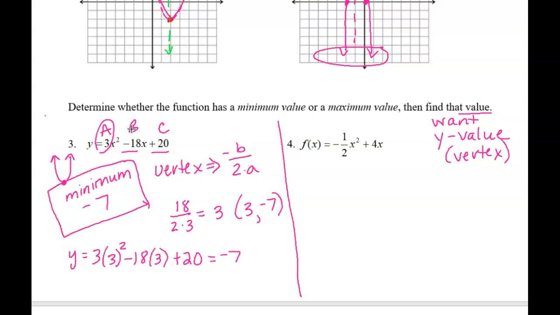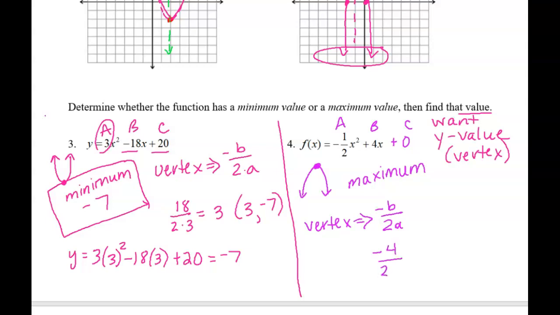All right, let's try number 4. So we've got A, B, and it looks like C is 0. Well, if A is negative, it opens down, and so we have a high point. So we know we have a maximum. Same thing, we need to find the vertex. So the vertex is the opposite of B over 2 times A. Well, the opposite of B is 4, so we get negative 4 over 2 times A is negative 1/2.